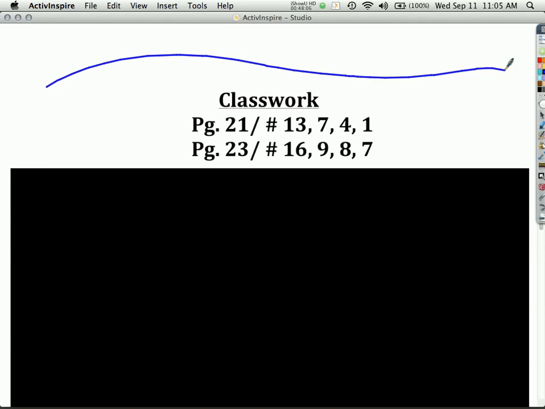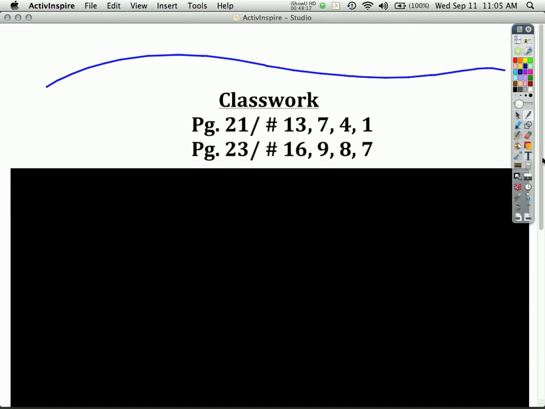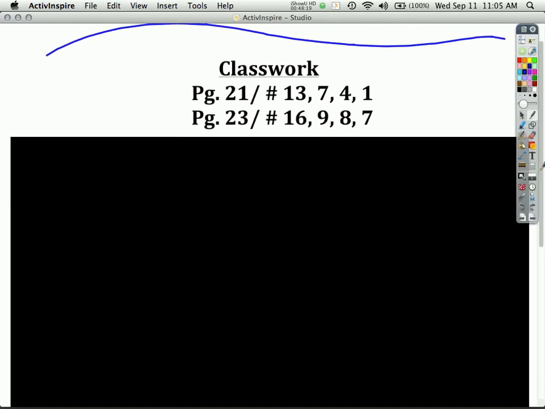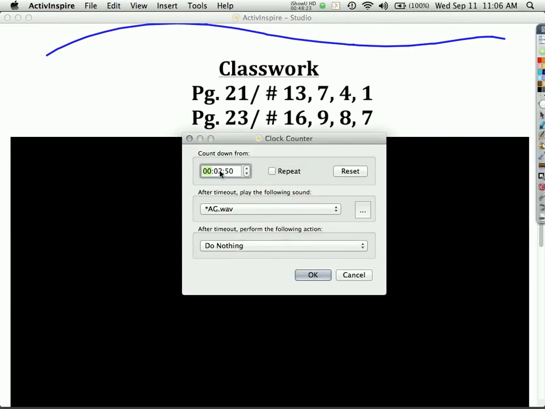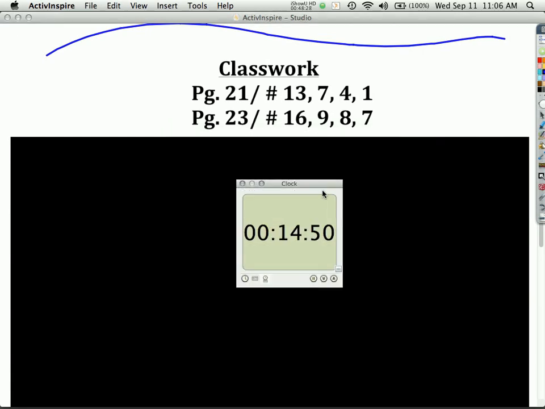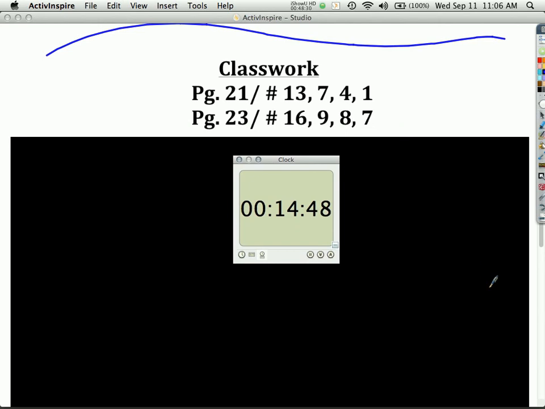Classwork. On page 21, you're going to do 4 questions. Number 13, 7, 4, and 1. And on page 23, you're going to do 4 questions, 16, 9, 8, and 7. It's a total of 8 questions. Go ahead and get started.